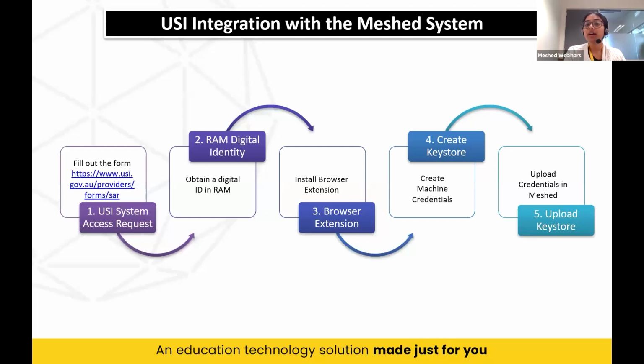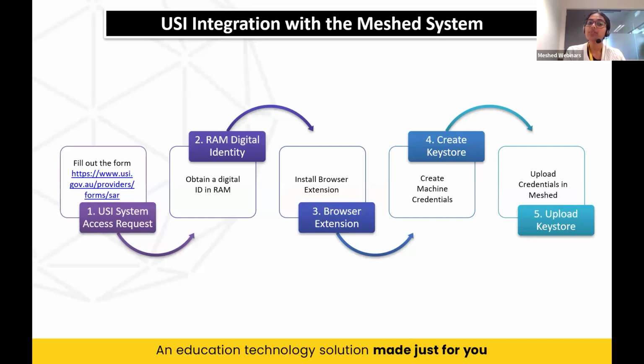The details that you provide in this form must match the details that you have provided on the Mesh platform itself. So it can include details like your ABN number, the legal name for the college, and the contact details. So make sure that you have these details consistent across the two platforms, because if these details do not match, there can be certain errors when the USI is integrated.